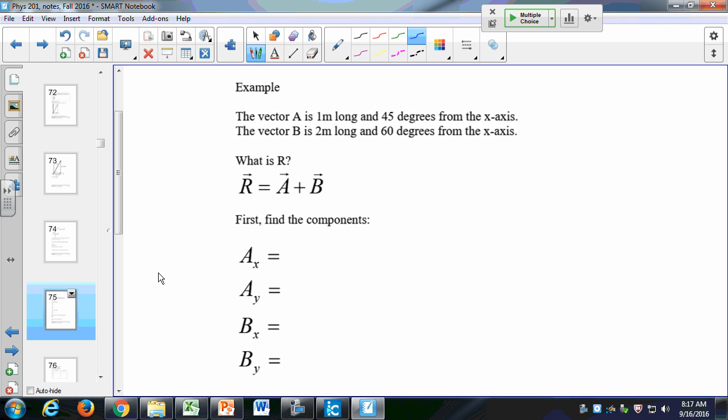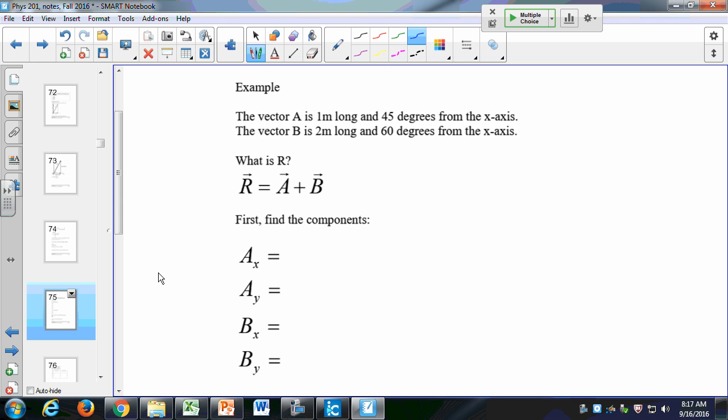And then in a similar way, we can find BX and BY. BX is going to be 2 cosine of 60. BY equals 2 sine of 60. Let's see, this is 1, all right? And this is 1.7. Right, so those are our x and y components for all of them.